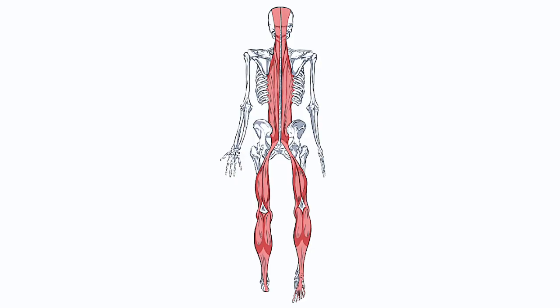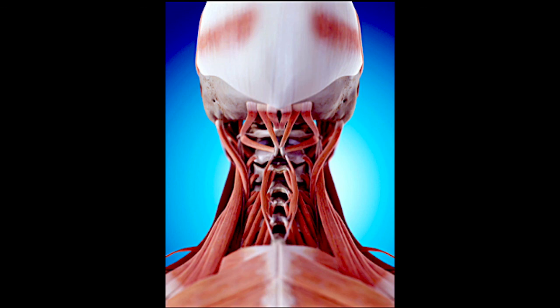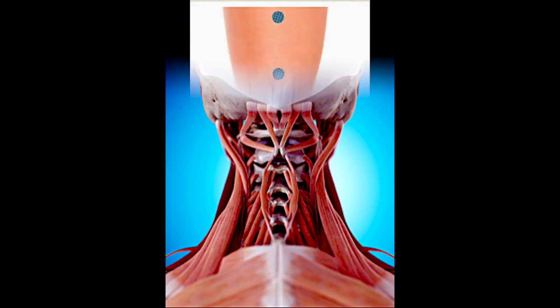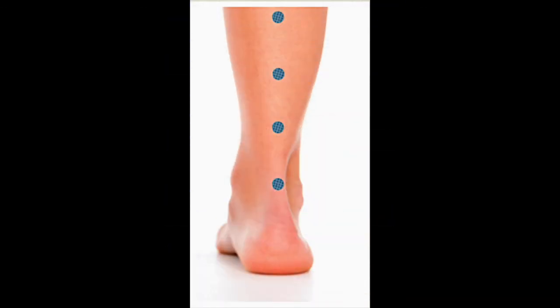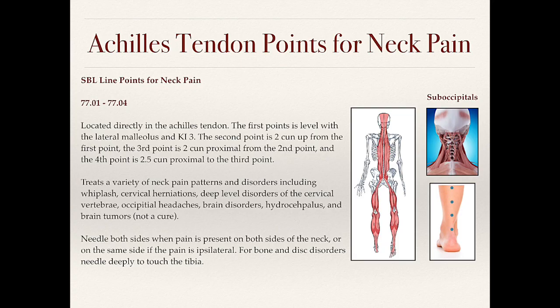Here we see the superficial back line, and this line includes the suboccipital muscles. Also on this line are the Achilles tendon points that you see here. And these points treat a variety of neck pain patterns and disorders, including whiplash, cervical herniations, deep level disorders of the cervical vertebrae, such as bone spurs, occipital headaches, brain disorders, hydrocephalus, and brain tumors, though they're not a cure for brain tumors. However, I have successfully used these for a pituitary adenoma.